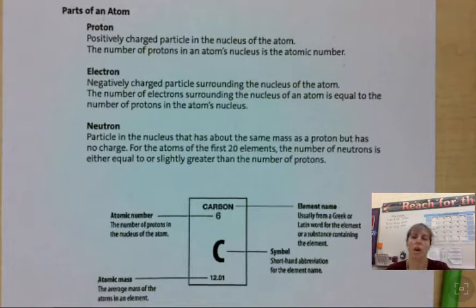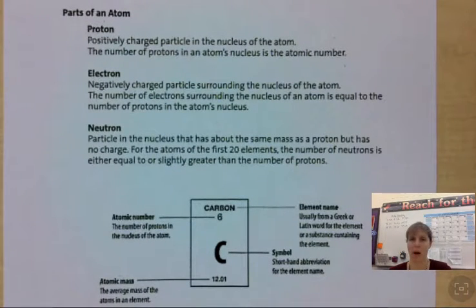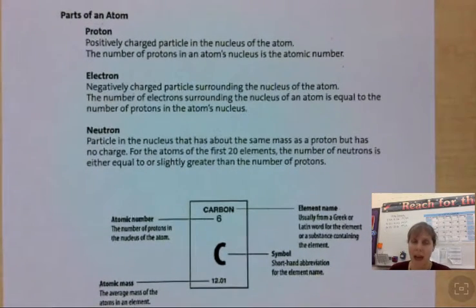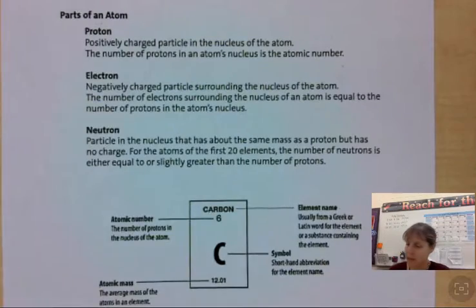We're going to learn how to draw the parts of an atom and then how to use the periodic table to draw Bohr models of an atom. So first of all, we have to remember the parts of an atom. The first subatomic part, subatomic means smaller than an atom because it's part of an atom, is a proton.